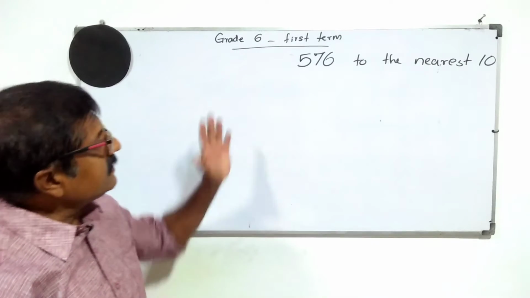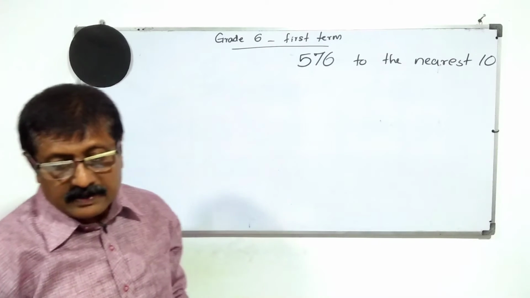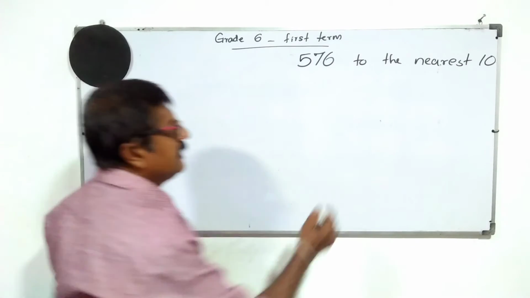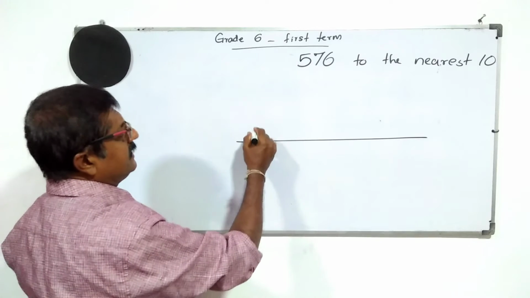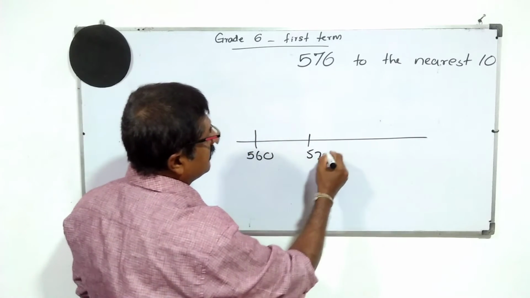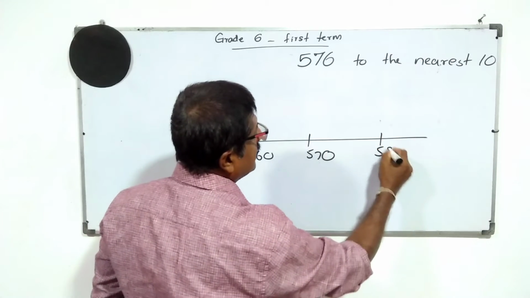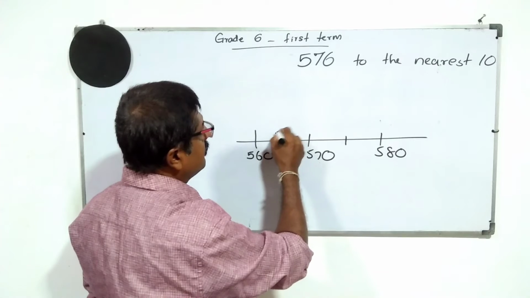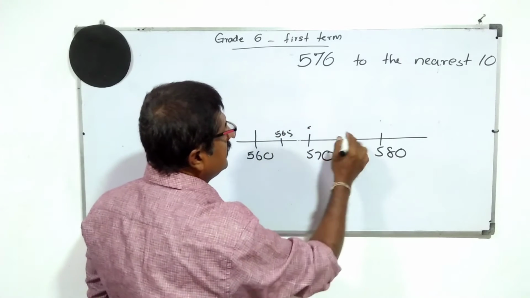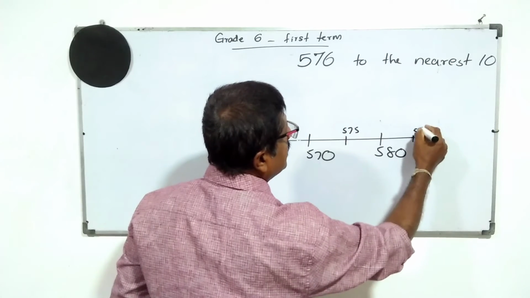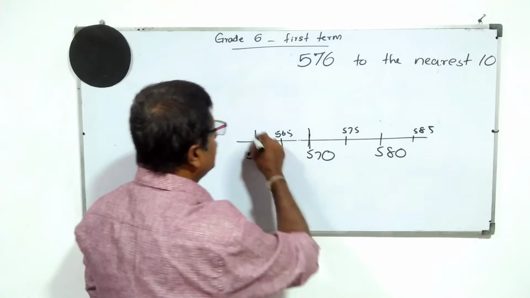Now children, the 6th question has 2 parts. Round off 576 to the nearest 10. Right. When you write these ones in tens, 560, 570, 580, then these middles 565, 575, 585 like this.